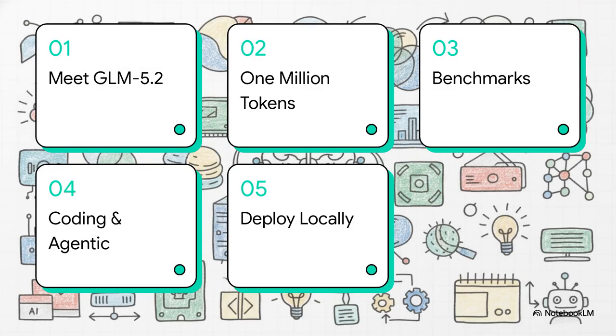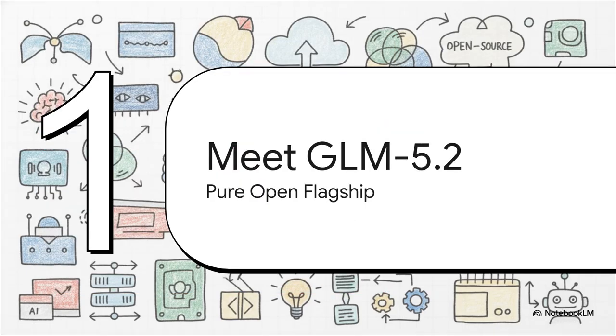So here is our roadmap for the explainer today. First, we'll meet GLM 5.2. Second, we'll look at the 1 million token mind. Third, head-to-head benchmarks. Fourth, coding and agentic engineering. And finally, deployment and open access. We'll systematically break down the tech, the proof of its dominance, and exactly how to deploy it locally. Okay, let's dive into this.